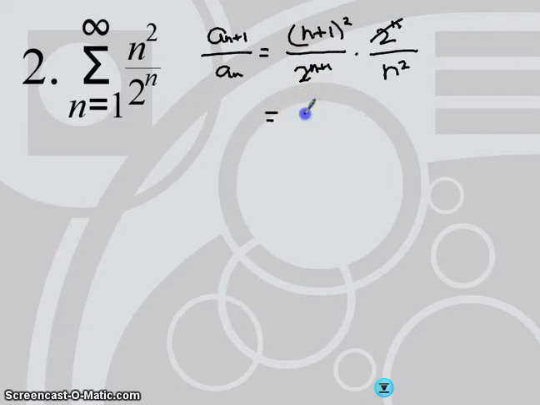All right. So we're going to be left with 2n squared. And I'm going to FOIL the top. And when I do that, this is what I get. All right. So there's my ratio. So let's take this limit now.